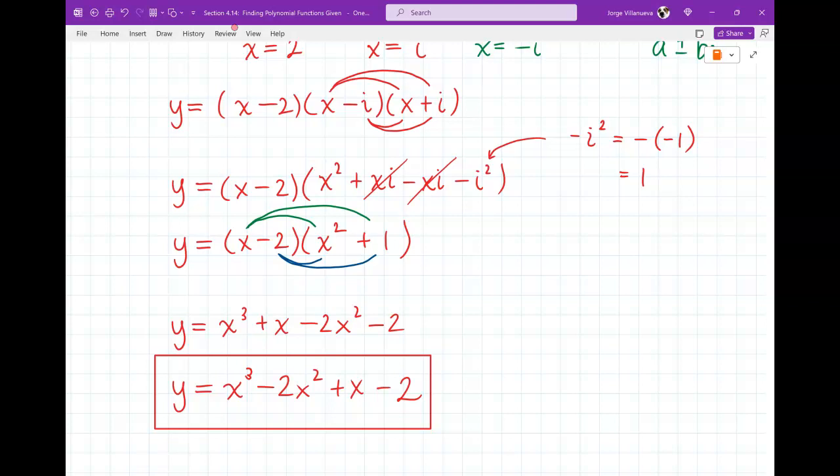So me personally, I prefer the imaginary problems. I think they're easier to do. Okay? Because you always want to multiply the imaginaries together. So remember, they always come in pairs. Multiply the ones that are in pairs that look alike together first. Okay? Any questions on this one?